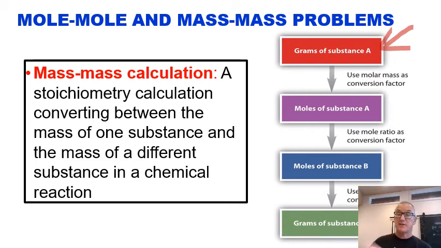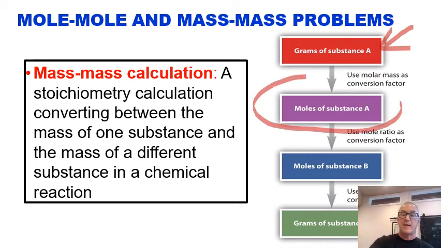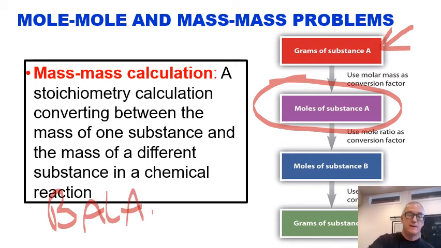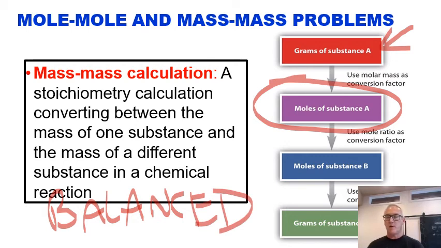I need to know how many moles that is. So the very first thing I do is then figure out how many moles that is. So I convert grams to moles. Then I look at my balanced equation. Again, I have to have a balanced equation. If I don't have a balanced equation, I am hosed. So I figure out moles of substance B based on the balanced equation.